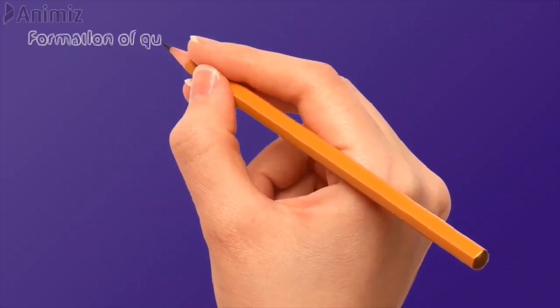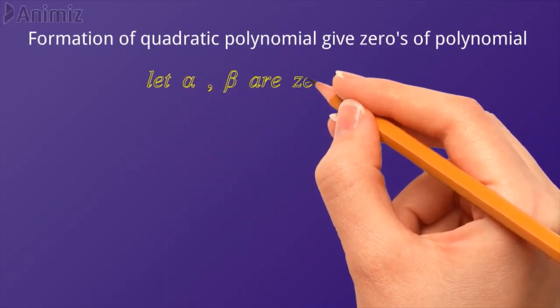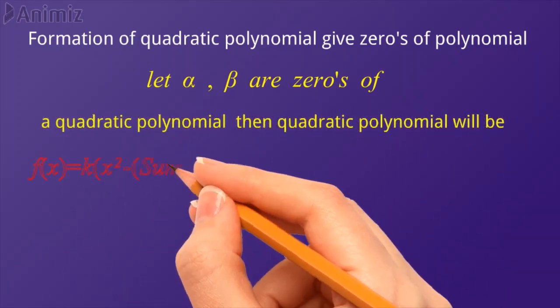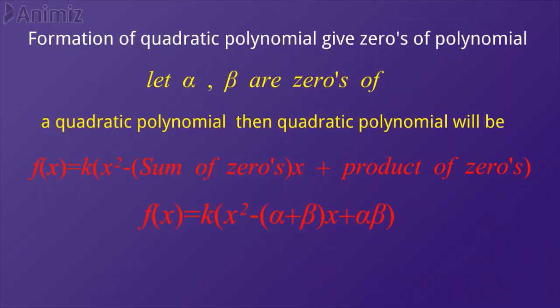Now using the same relation, we can form the equation given the zeros of the polynomial. Let us say alpha and beta are the zeros of some quadratic polynomial. Then the quadratic polynomial will be given by f(x) equal to some constant k into x square minus sum of zeros into x plus product of zeros. That means f(x) is equal to k times x square minus (alpha plus beta) into x plus alpha into beta. So that is the relation between the coefficients and the zeros of the quadratic polynomial.